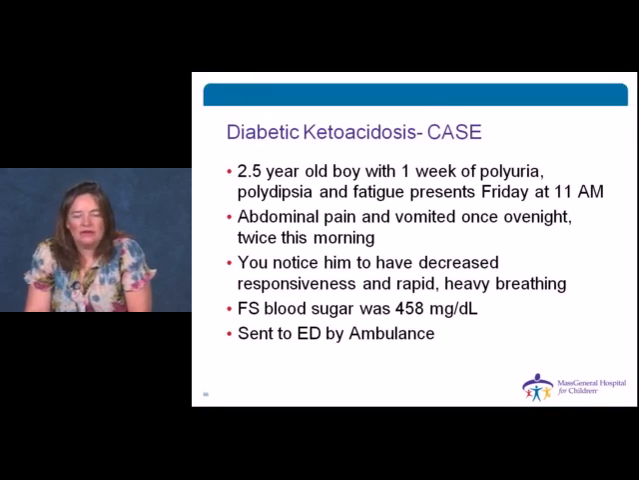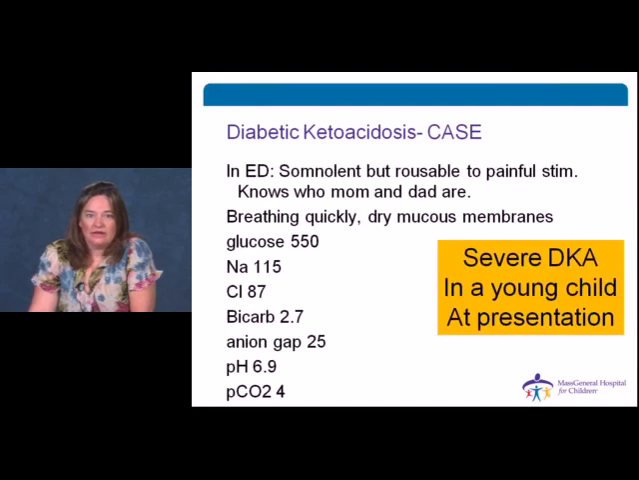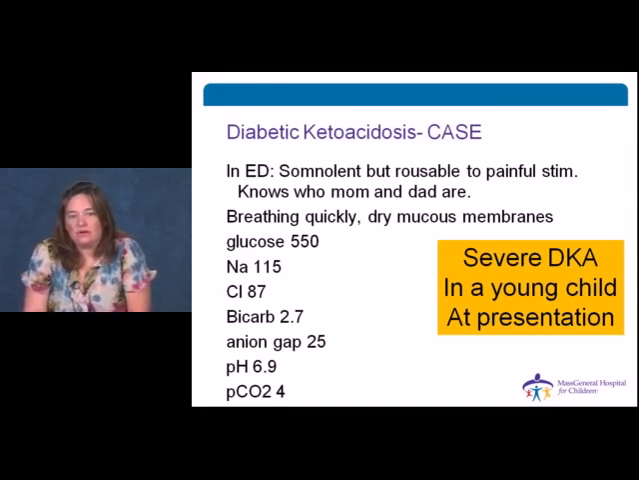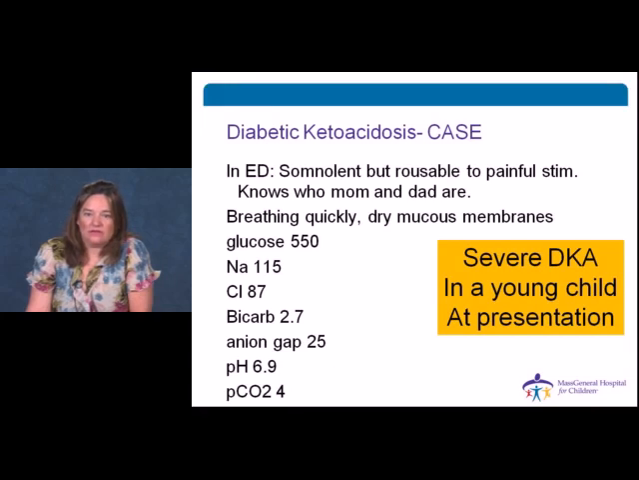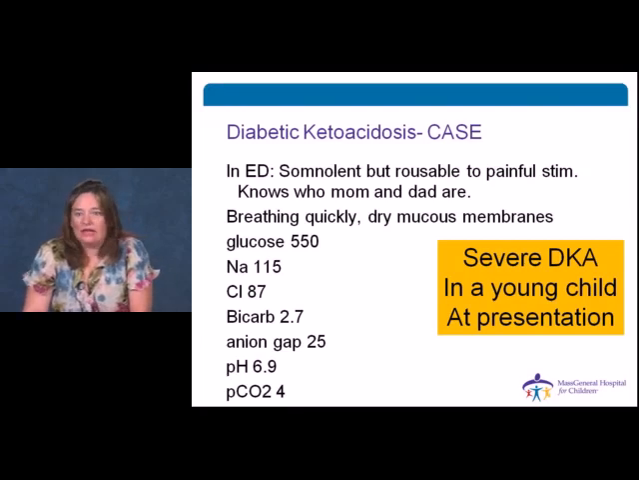He's noticed by the pediatrician to have decreased responsiveness and rapid heavy breathing. The office has an ability to check a blood sugar, and it's 458. And the child is sent immediately to the emergency room by ambulance. As this patient arrives to the ER, he's somnolent but rousable, and when he does wake up, he knows who his parents are. He is breathing quickly and has dry mucous membranes, and his blood sugar is quite high, and he's acidotic. So this is the type of DKA that is the most scary, severe DKA in a young child at presentation of diabetes.